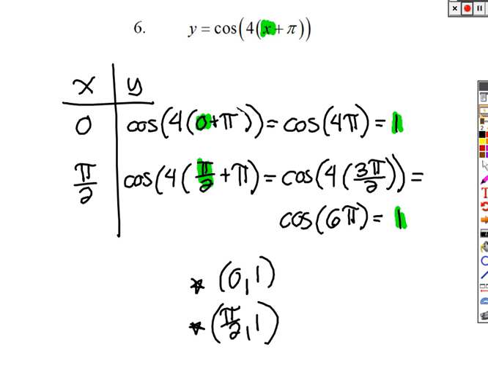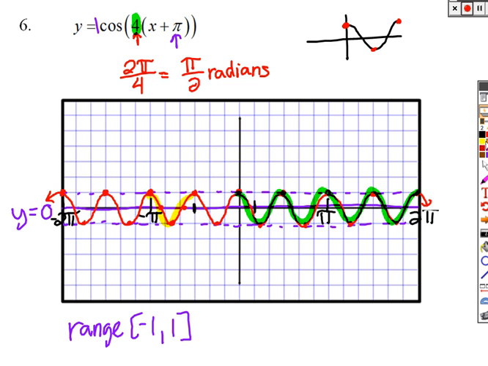If I look back, sure enough, here they are, 0, 1. Pi over 2 radians would be right here, pi over 2 radians 1. Yep, those points are on the graph. So I'm fairly confident that I have the correct graph.